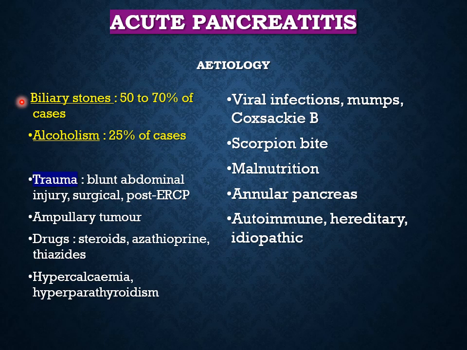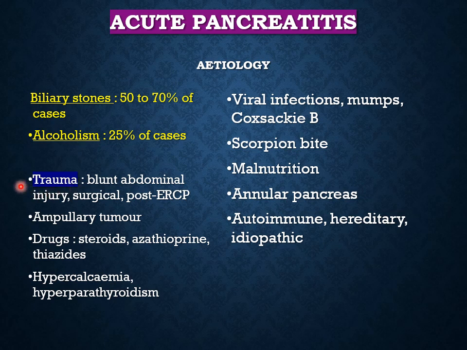And this is usually due to a passage of a small gallstone through the lower end of the bile duct, resulting in transient obstruction of the pancreatic duct, leading to acute inflammation. Alcoholism is another important cause. It's the second most common cause. About 20 to 25% of cases fall into this category.